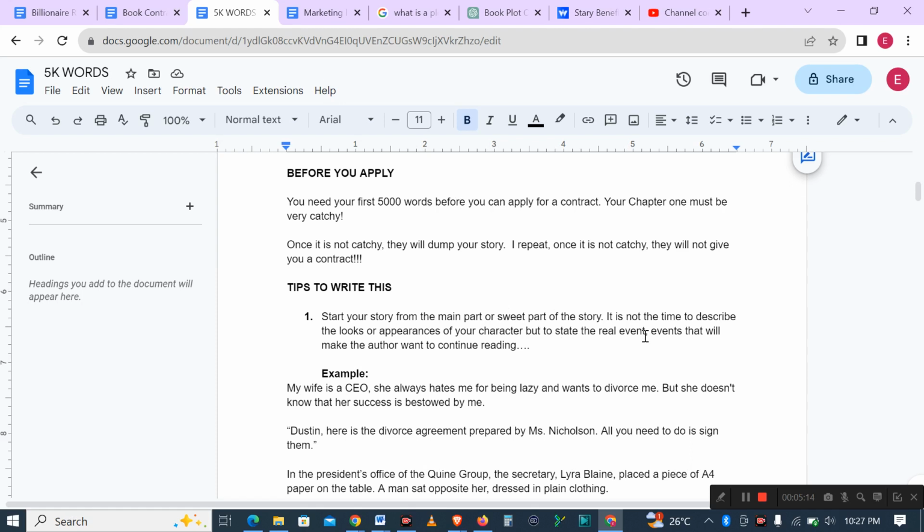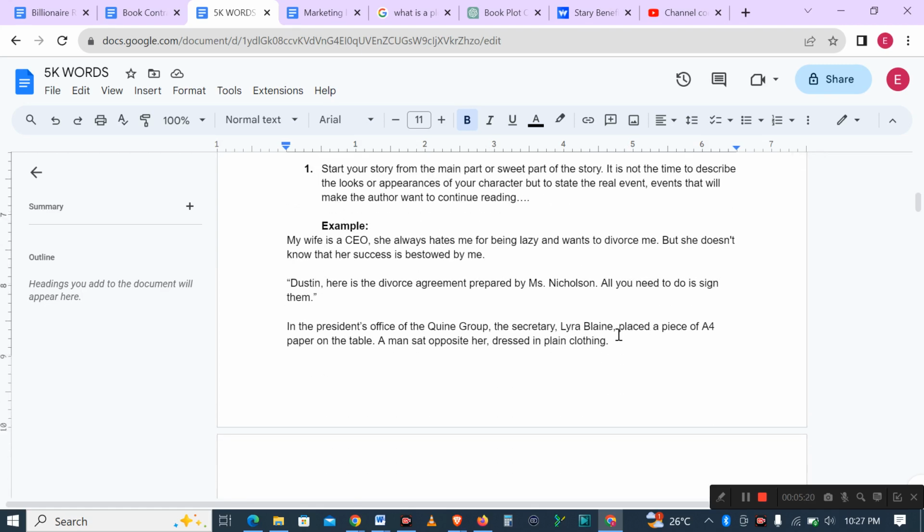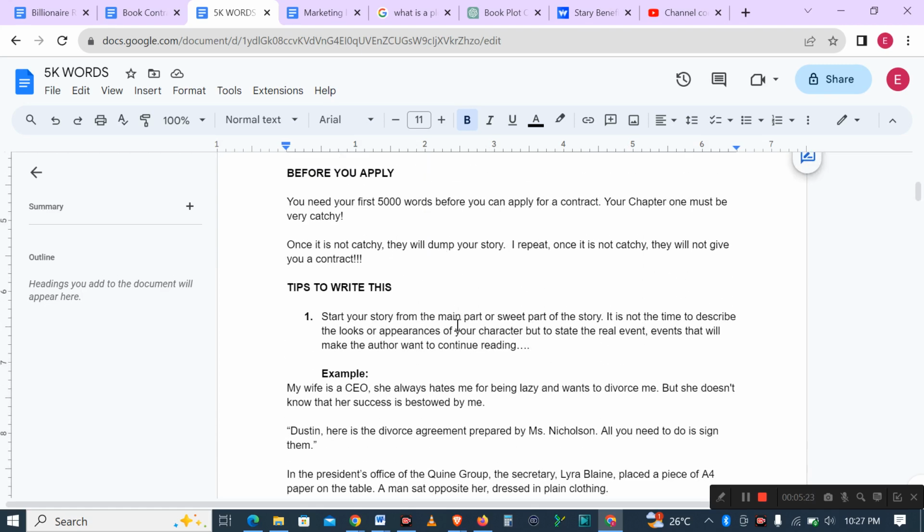It is not the time for you to continue to describe the looks or appearance of your character. I've said this over and over. It is not the time for you to begin to say Dustin has broad shoulders, Dahlia wore a skirt that is this. No. As you can see in this story, I started with divorce papers, which is a very main part. I didn't start with the sweet part. I started with the main part.